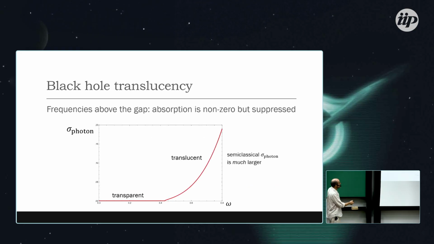The calculation, for instance, of the absorption cross-section, in this case for a photon, the L equals 1 photon, is like this as a function of the frequency. So we have this transparency regime: the absorption cross-section is exactly zero. When you're above this gap, the photon can be absorbed. The absorption is not zero, but it's very much suppressed, because you have very few states. This is what we call translucency. The black hole can absorb, but much less than in the semiclassical regime. So this is non-zero, but suppressed.